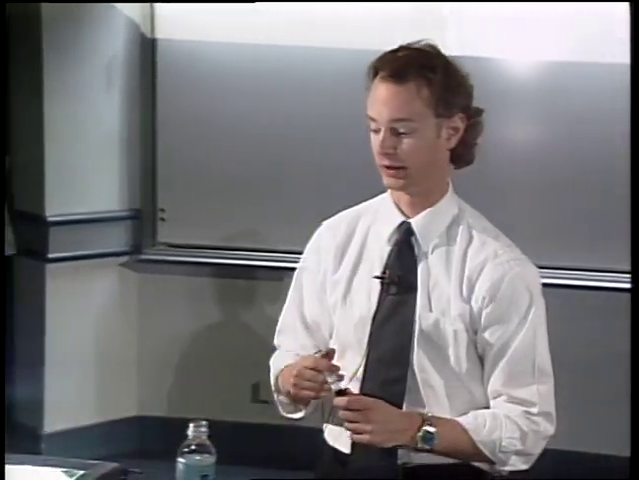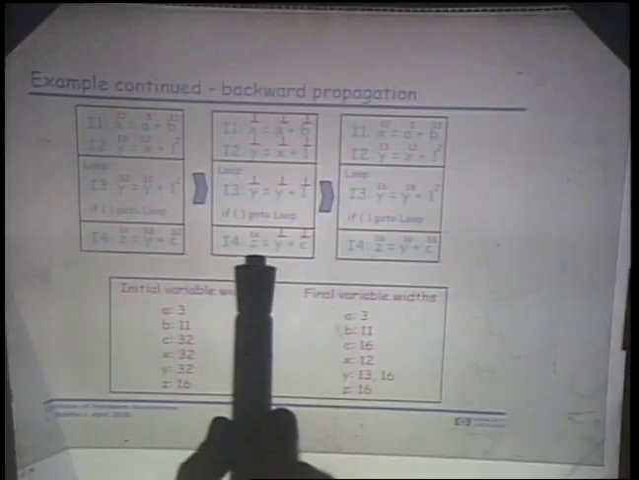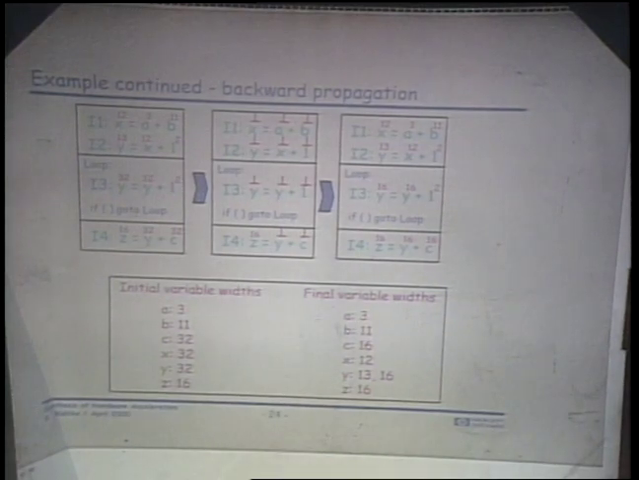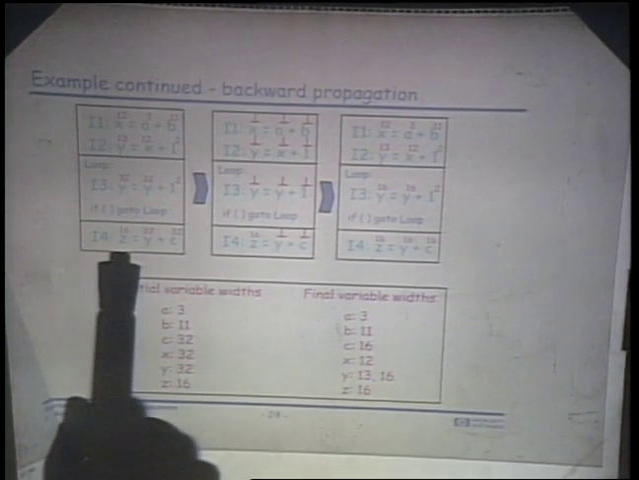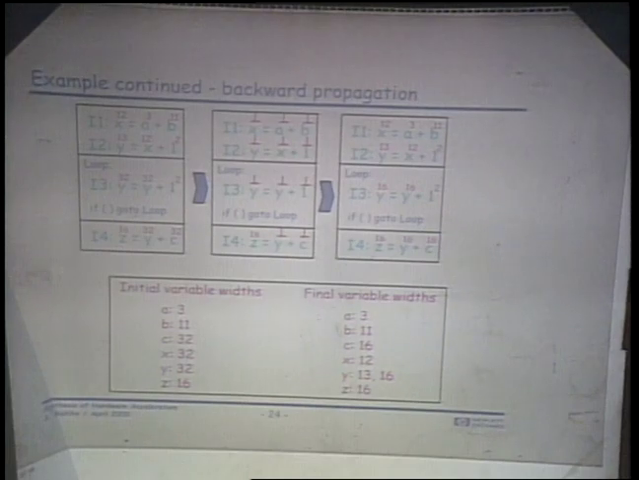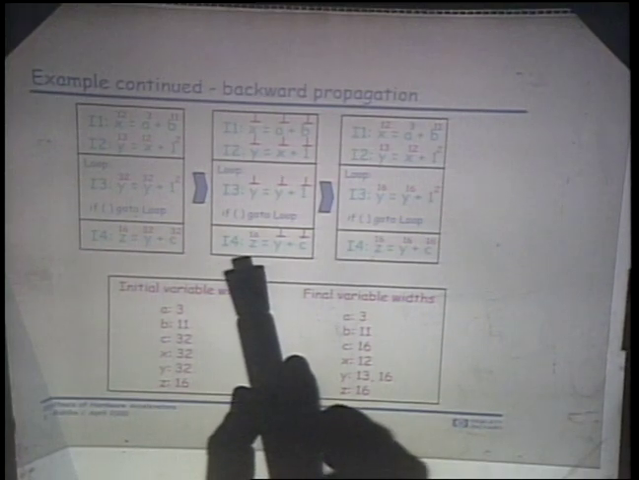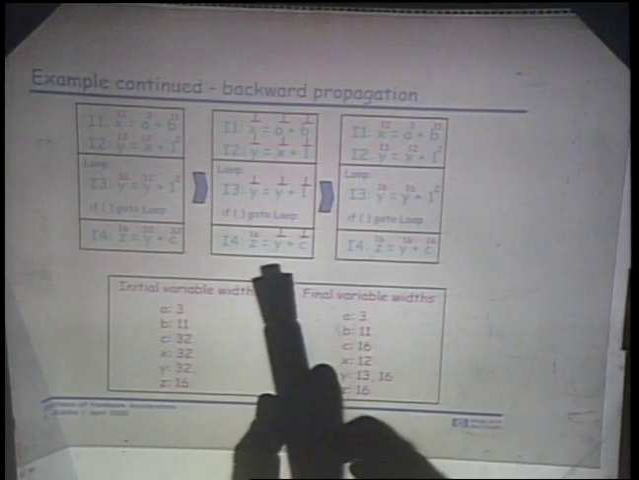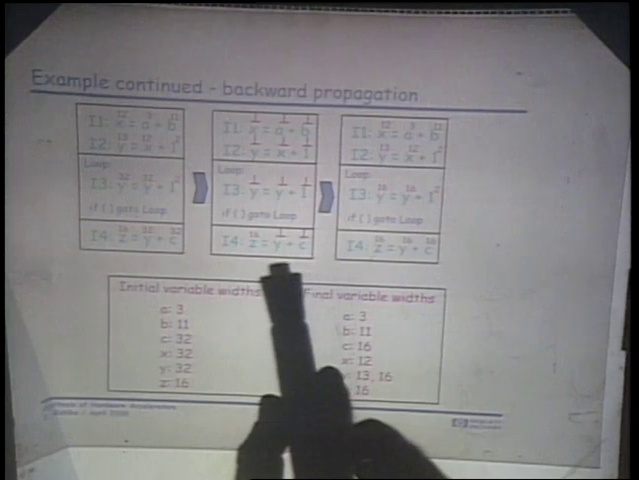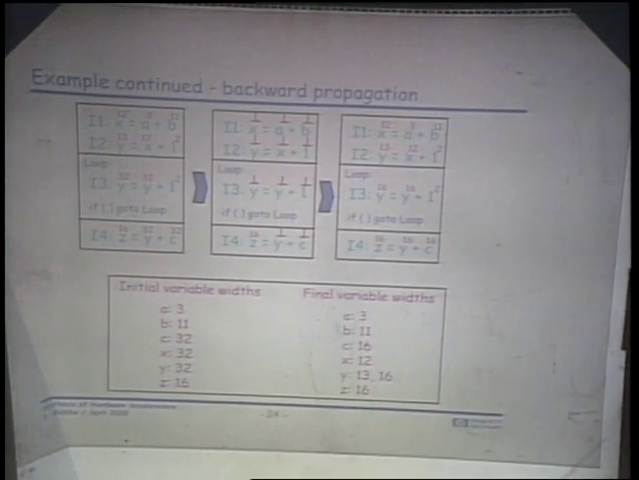Okay, now we're going to do backward analysis. This is what we got on the previous slide. These are the results. We're going to initialize all the live outs to whatever their currently established width is, and then initialize everything else to unknown, and propagate backwards. Propagating backwards is very simple. Given that I know Z is 16, I know that Y and C need to be no more than 16 bits. So essentially, you just propagate the width to the right.